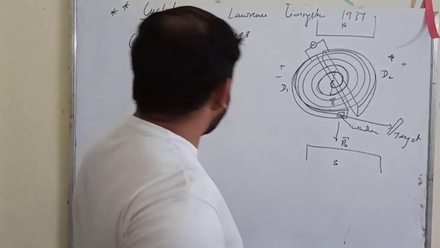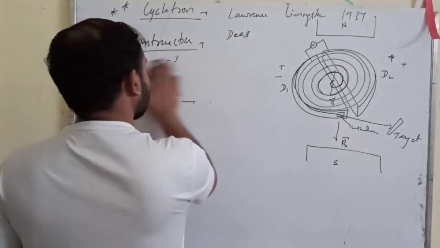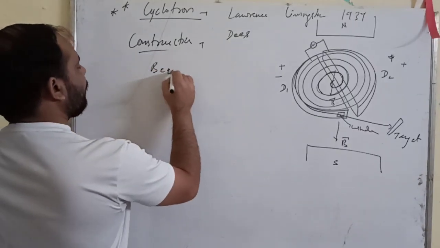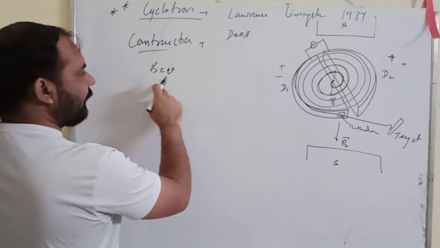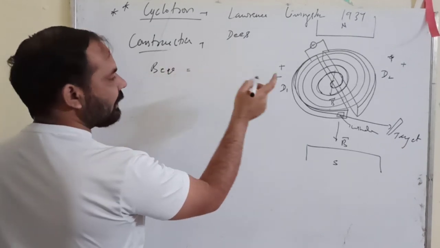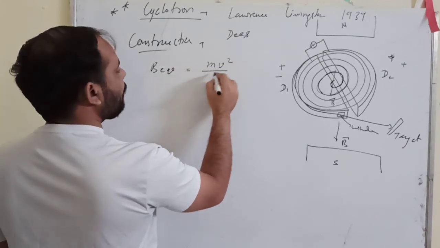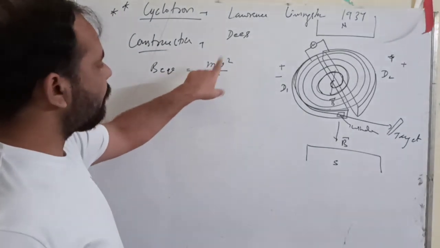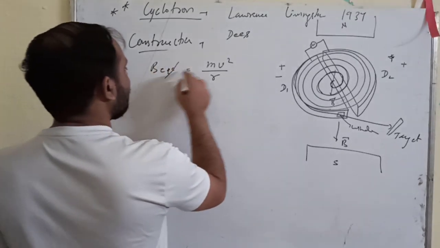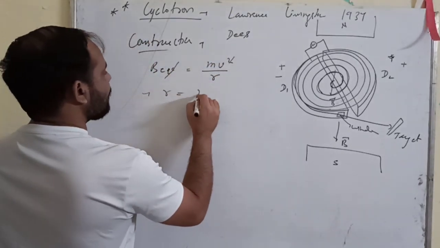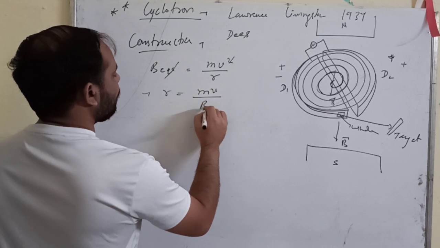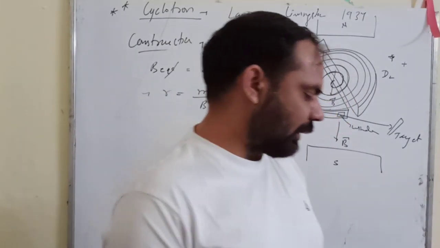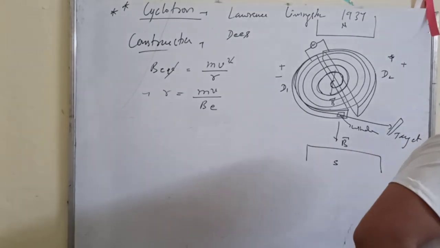Now here, as we did earlier, the magnetic Lorentz force BeV will provide the necessary centripetal force mv square upon r. V will cancel, so r is equal to mv upon Be. This is the expression for the radius of the circular path.